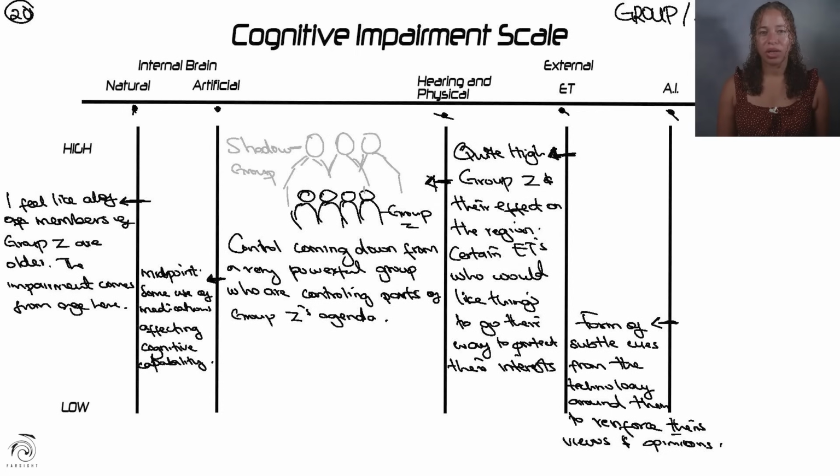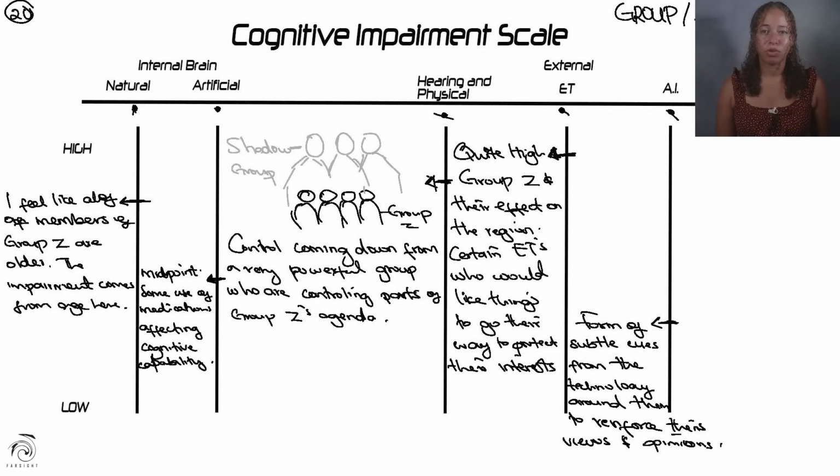All right, now moving to the external ET side of things. Here I'm picking up quite a significant impairment. It feels like it's quite high. It feels like Group C and their effect on the region, and I'm seeing certain ETs who would like things to go their way or protect their interests. So on this side, there is quite a high impairment coming from ETs on Group Z.